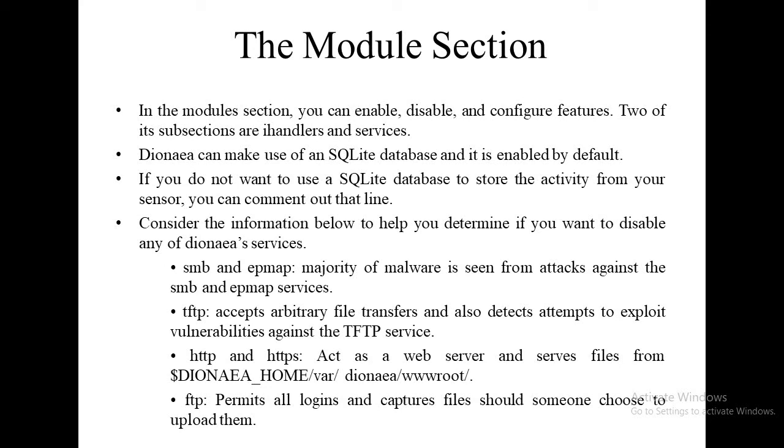Next is how we can disable any features if we don't want them. We can disable the SMB protocol and EPMAP. The majority of malware is seen from attacks against SMB or EPMAP, so if you want to stay away from this type of attack, you can disable SMB and EPMAP. TFTP accesses binaries and arbitrary file transfers, and also detects attempts to exploit vulnerabilities against the TFTP service. HTTP or HTTPS, if you don't want this type of attack, you can disable. FTP attacks, if you want to disable, you can disable. It permits all logins and captures files should someone choose to upload them.